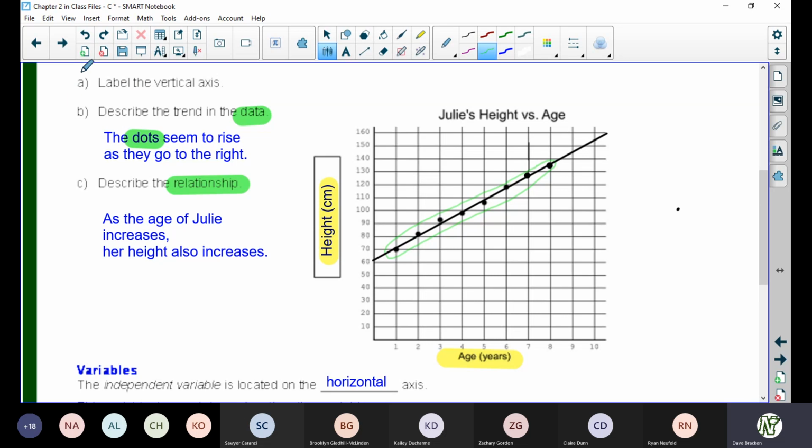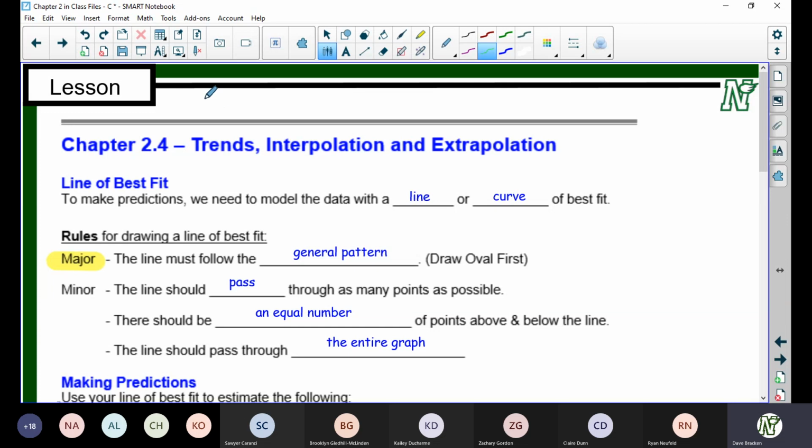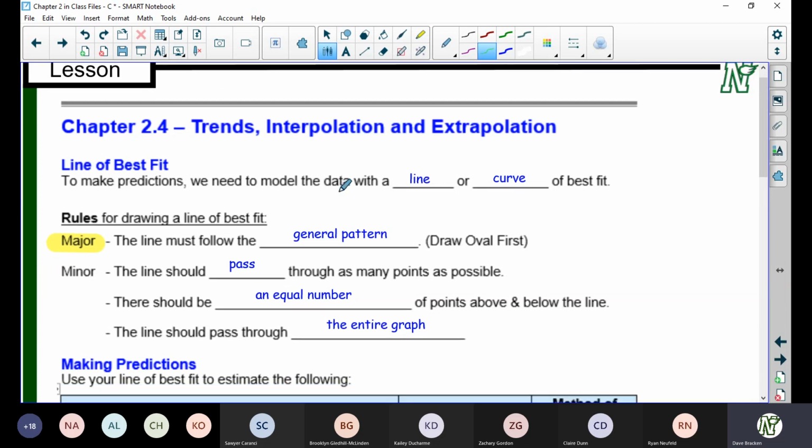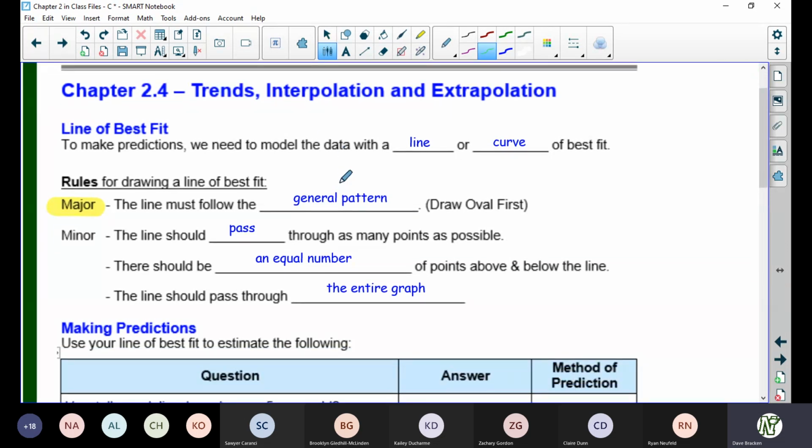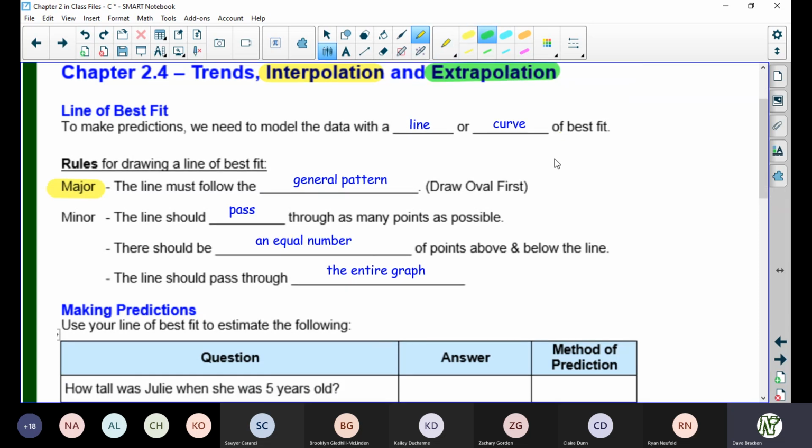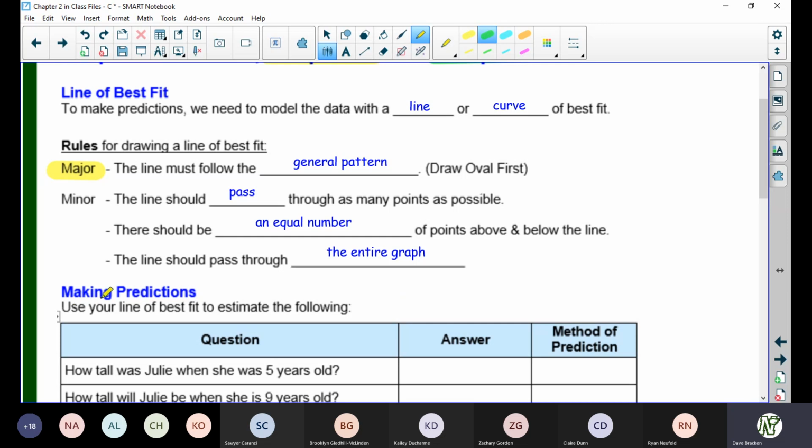We're now going to use this line to estimate. So let's go back to 2.4. Sorry, you're going to be flipping a little bit here. Let's go back to 2.4, the page that we started to copy out today. We're now going to look at these two keywords right here, something called interpolation and something called extrapolation. We're going to look at these two terms. So it says right here, use your line of best fit to estimate the following.